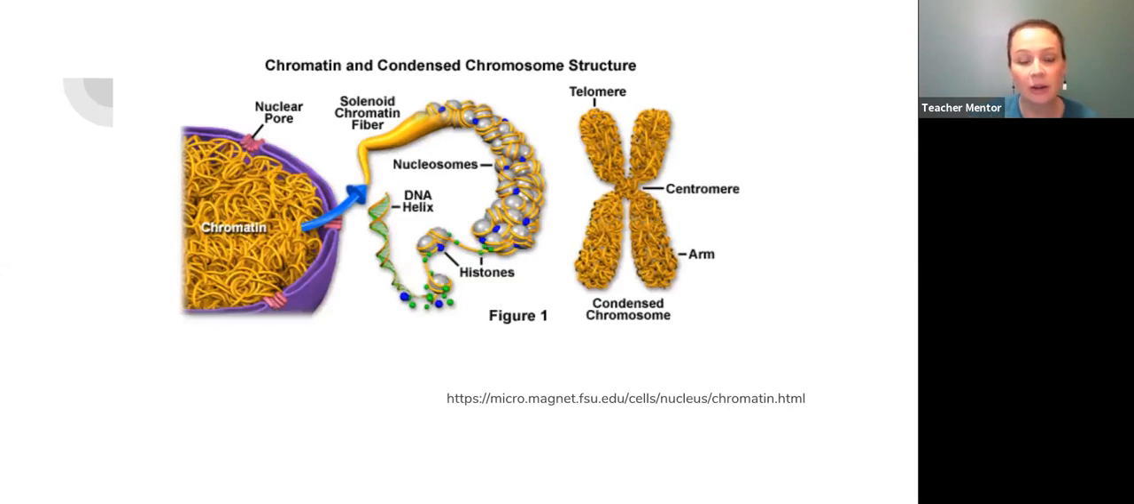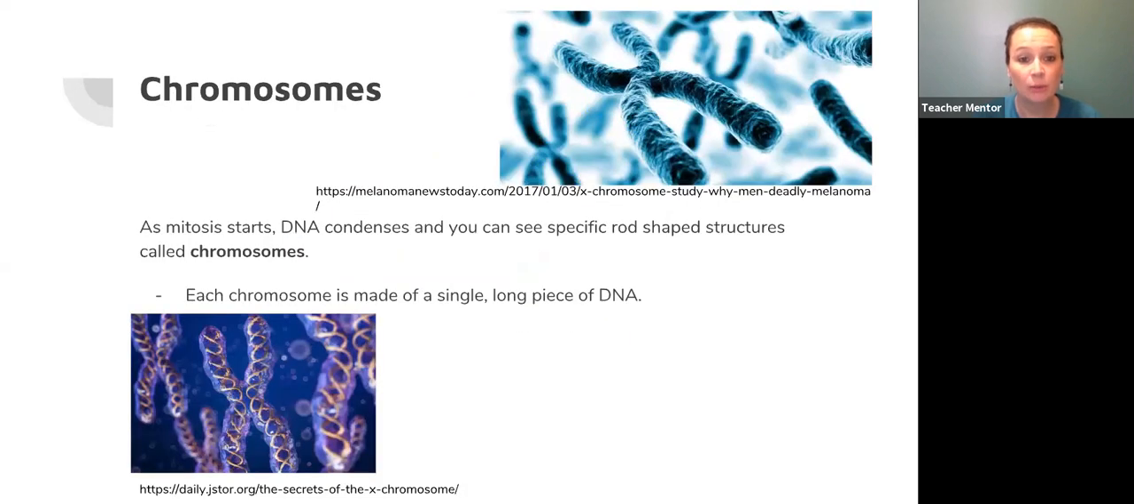Now from there, the chromatin are going to form chromosomes, where they again are going to be tightly organized. Chromosomes. As mitosis starts, DNA condenses, and you can see specific rod-shaped structures, and these are called chromosomes. Each chromosome is made of a single long piece of DNA. You can see in the top picture that that would be a chromosome, okay? And then in the bottom picture, you can see the double helix, the spiral-shaped DNA within the chromosome.